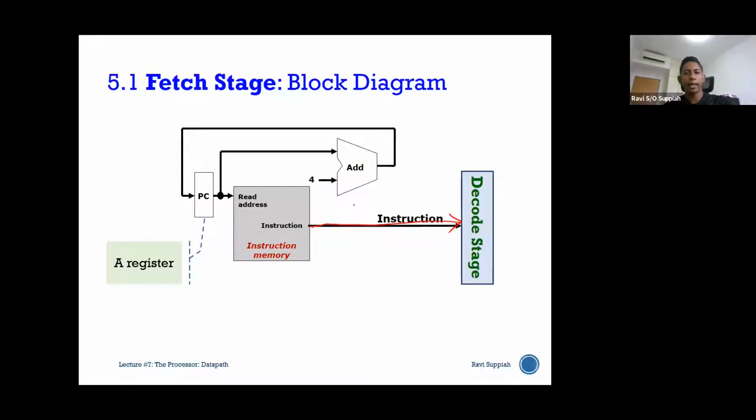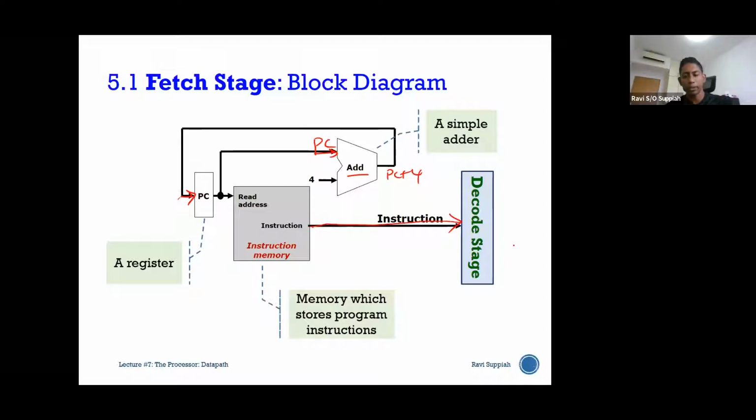What comes out is the instruction, which will then go on to the next stage. And here you see an adder block. This is what we call a hardware adder. A hardware adder is just like a block that performs the operation automatically and gives us the output. So whatever the current PC value is over here, I will automatically generate a PC plus 4 and feed it back to the input of the program counter register. So those are the three main blocks over here.